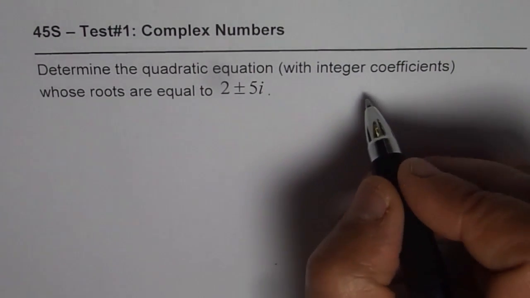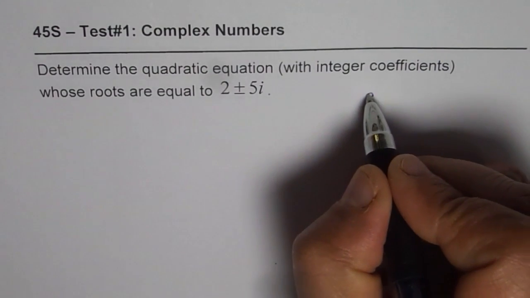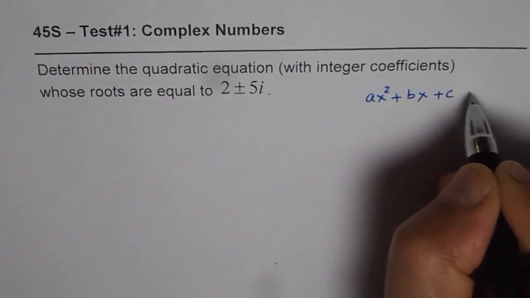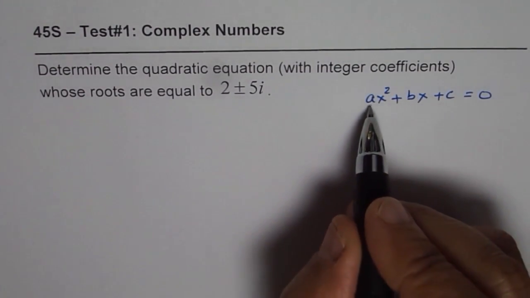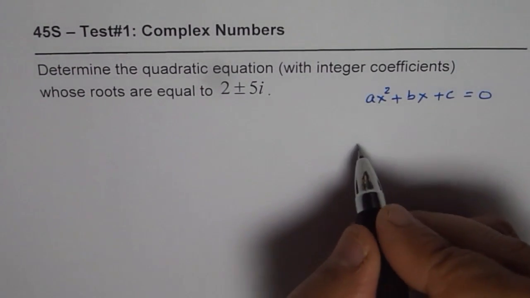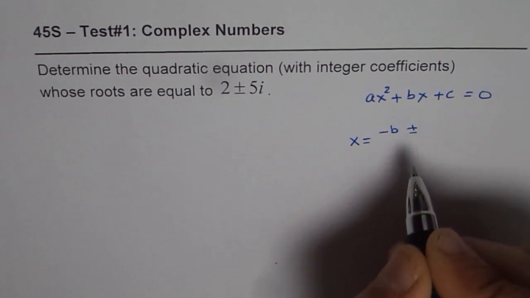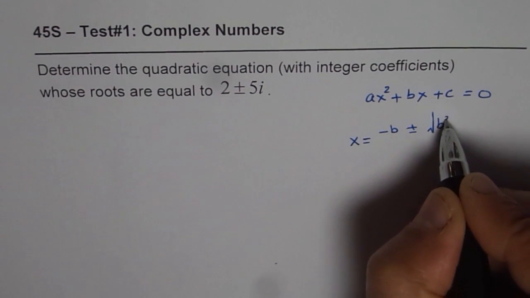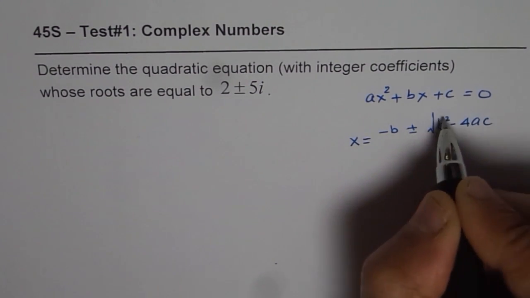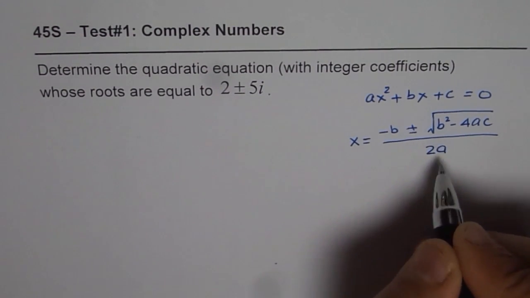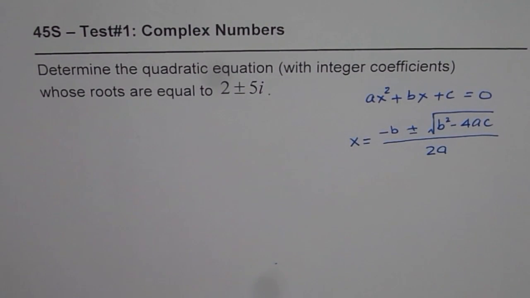Now let us say you have an equation as ax squared plus bx plus c equals 0. Now what is the solution of this equation? The solution of this equation is x equals minus b plus minus square root of b squared minus 4ac divided by 2a, correct? So that is the solution of this particular equation.